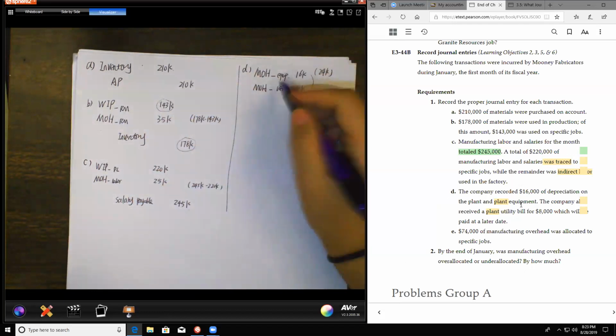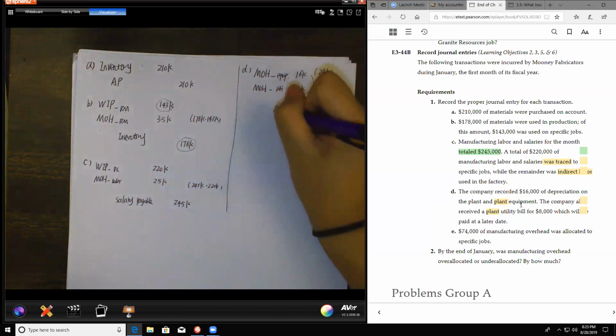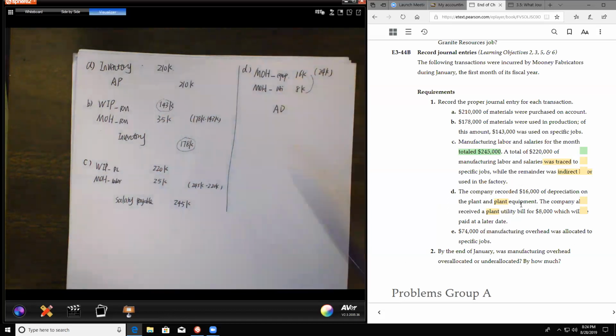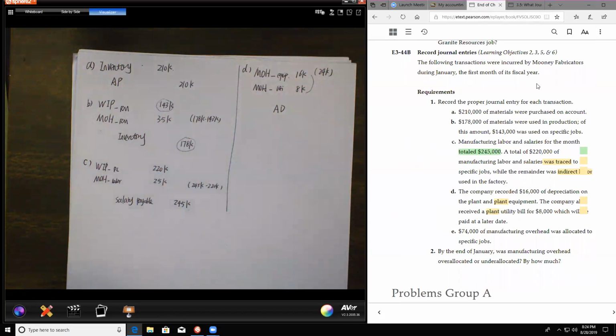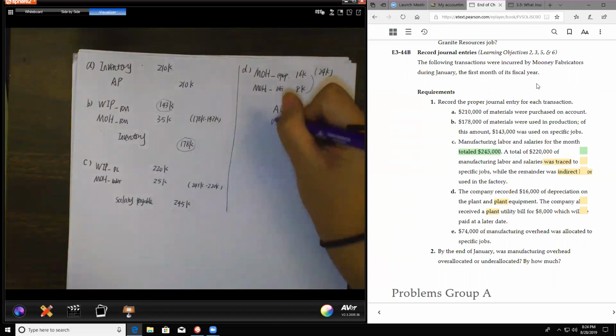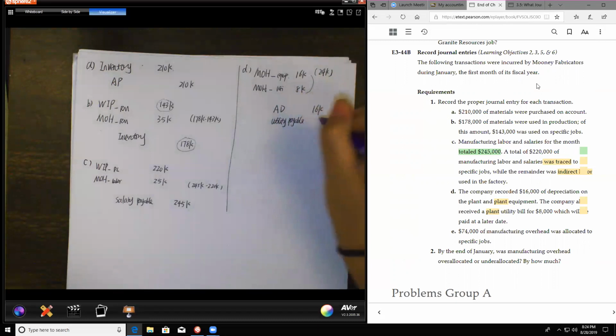And then for the depreciation, we have to credit accumulated depreciation. I'm not going to write the full name. It's the accumulated depreciation. So that's a contra account for our equipment. When it increases, we put the credit, which is 16,000. We also have the utility payable because we are not going to pay, which is 8,000.